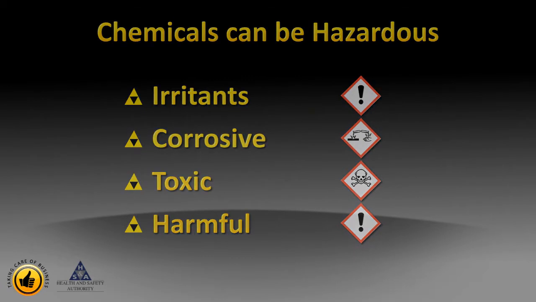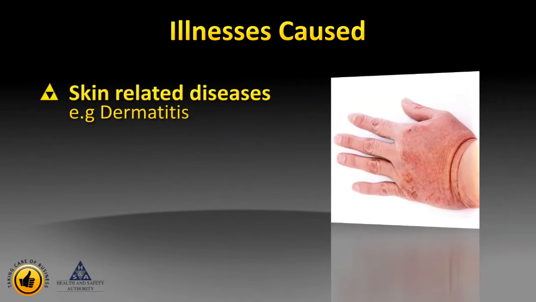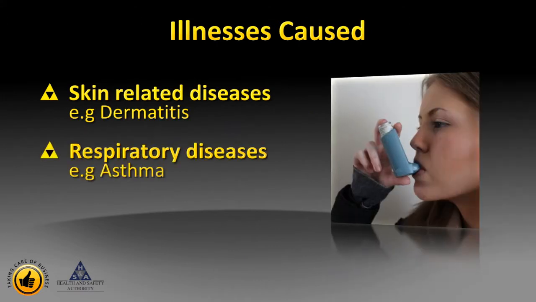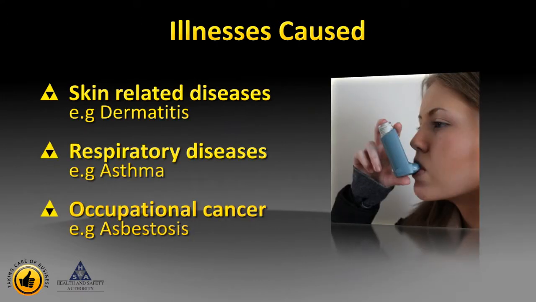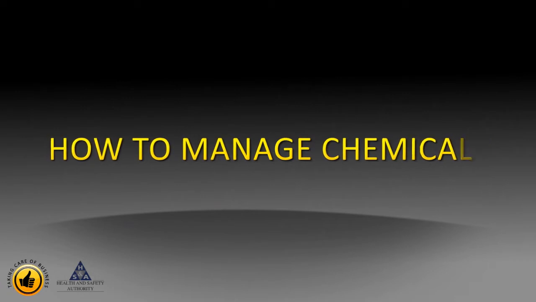While not all chemicals in the workplace are dangerous, we do know that some cause illnesses such as dermatitis or asthma, and some can even cause occupational cancer. Therefore, they do present a very significant hazard in your workplace, and they must be managed like any other workplace hazard. So how can you go about managing chemicals in your workplace?